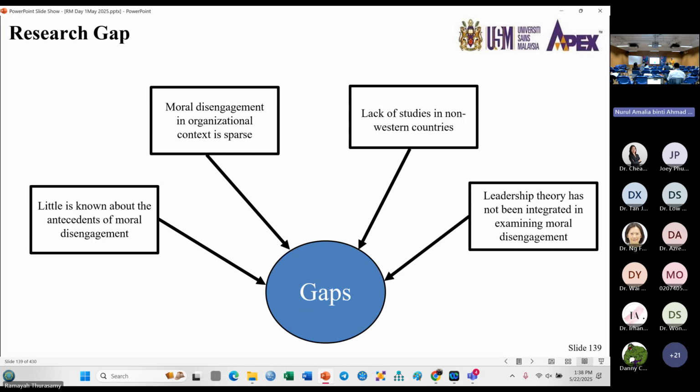You see, he's doing moral disengagement. This is set up, but she identified these 4 gaps. Can you see this one? What is this gap?